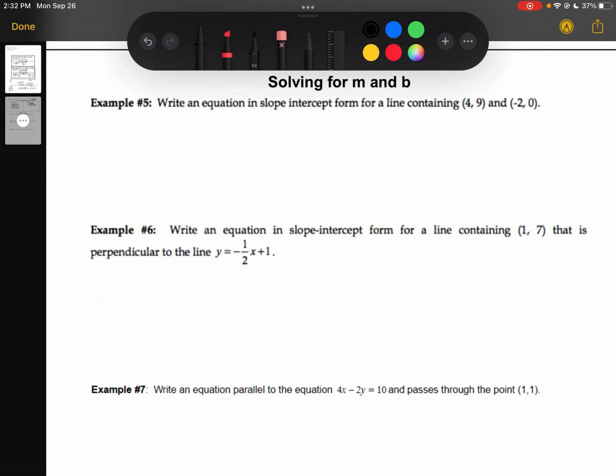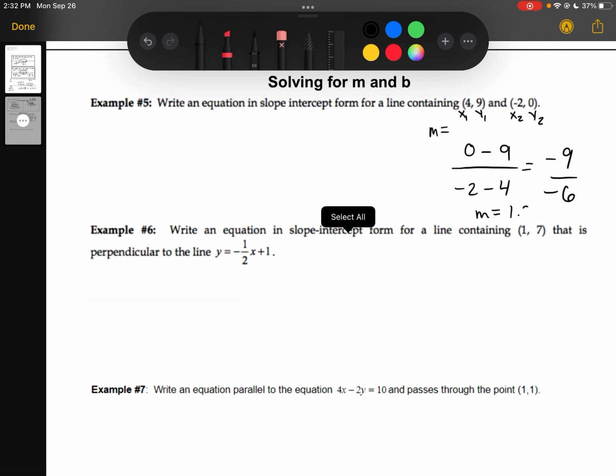The final pieces of equations that we're going to do here are looking at slope-intercept form for some equations that give us a little bit more to solve. So write an equation in slope-intercept form for a line containing these 2 points. Well, we can solve for slope, and we can do that by using our slope equation. So y2 minus y1 over x2 minus x1. We'll end up with negative 9 over negative 6, which gets us an m value of, we can do positive 9 over 6 or positive 1.5. Either of those work. So the challenge here is solving for b.